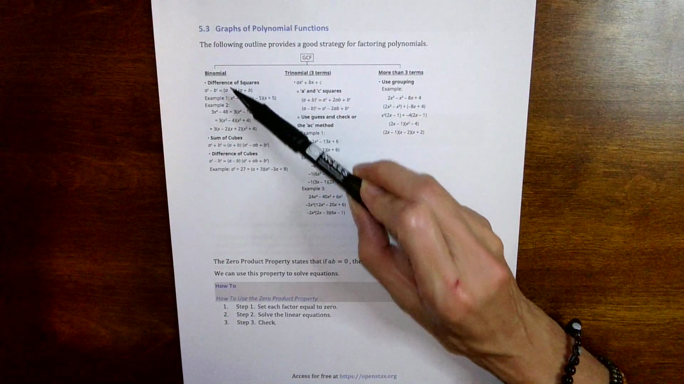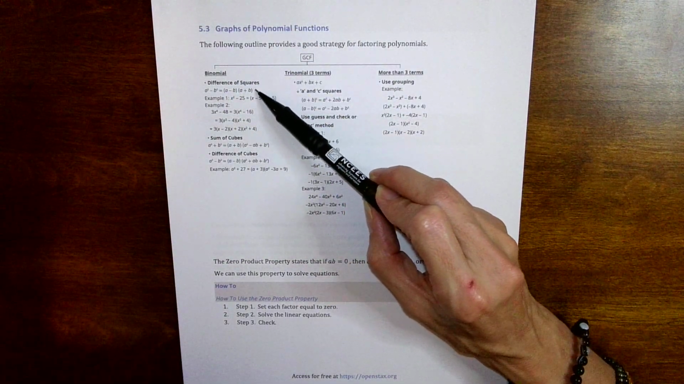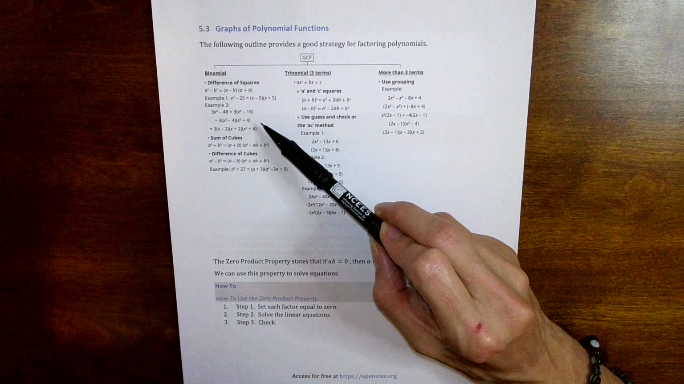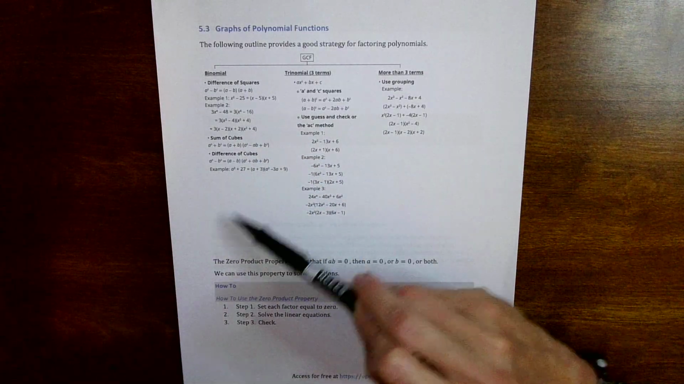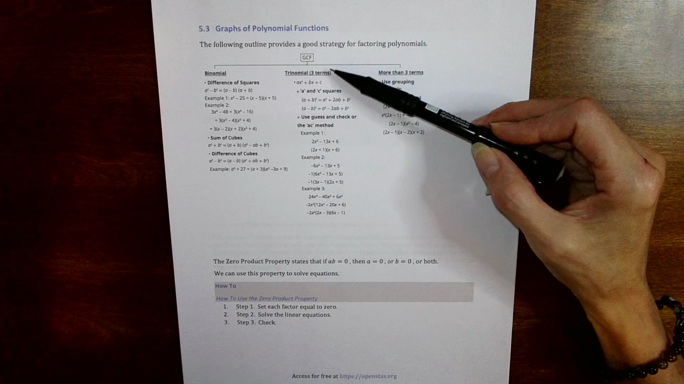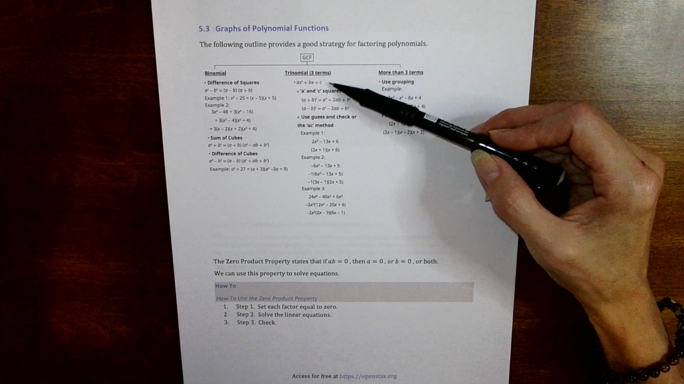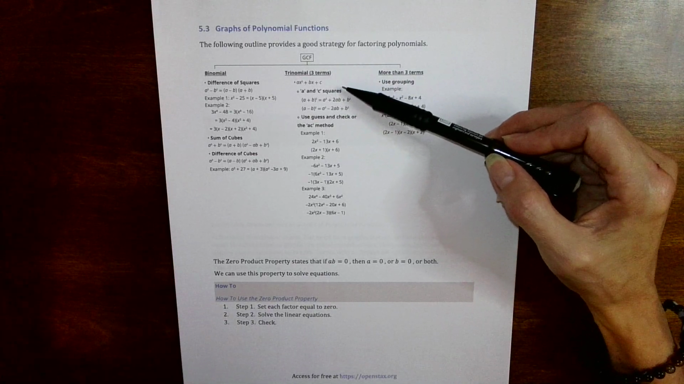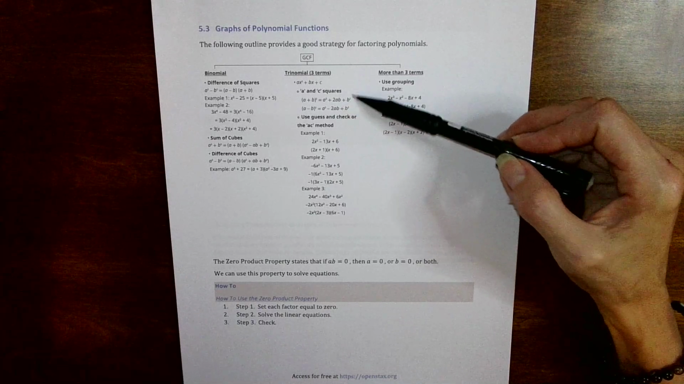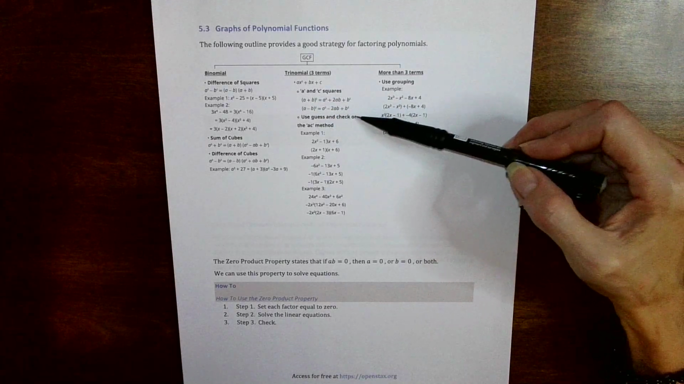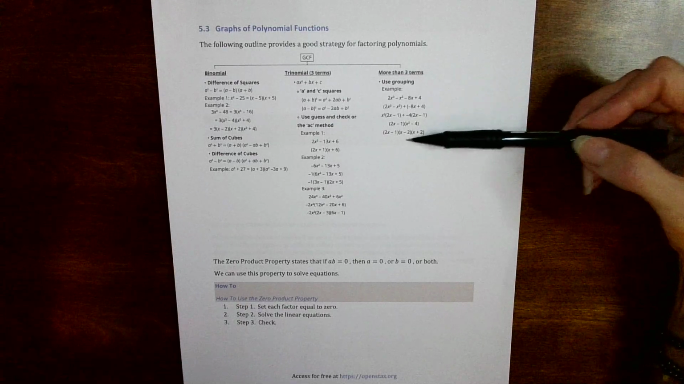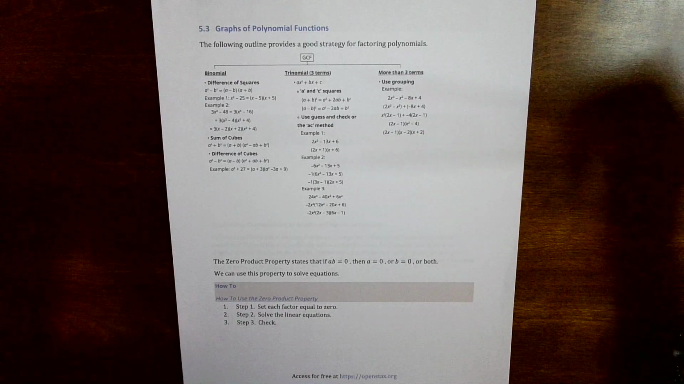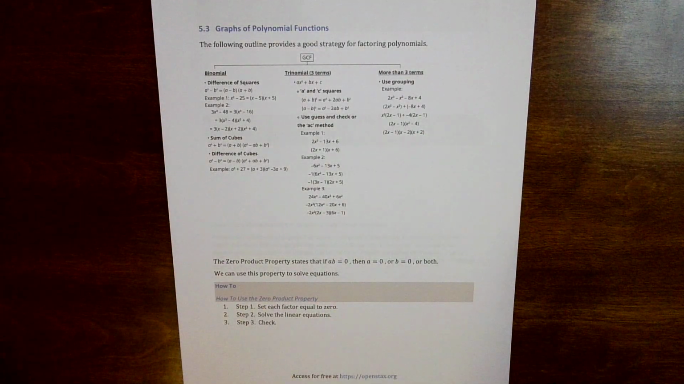If you have a binomial, two terms, it might be a difference of squares, sum of cubes, difference of cubes. If it's a trinomial, three terms, you can do the perfect squares, the guess and check, or the AC method. And if you have more than three terms, try to do it by grouping. And later on I'll give you synthetic division to use as well, but not today.